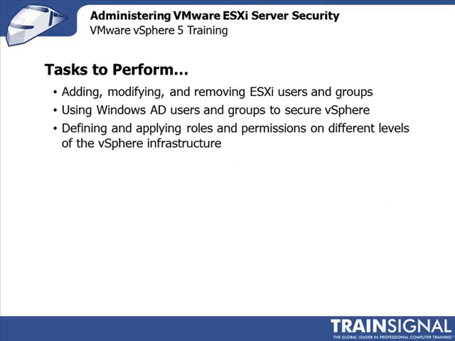So now we have some tasks to perform. Let's go over to the vSphere client, and I want to show you how to add, modify, and remove ESXi users and groups, and then also how to go to the vCenter server and add, modify, and remove Windows Active Directory users and groups and map those up to roles and permissions on different levels in the virtual infrastructure. So let's go over to the vSphere client and get to work.